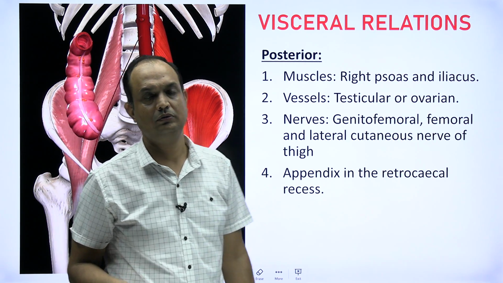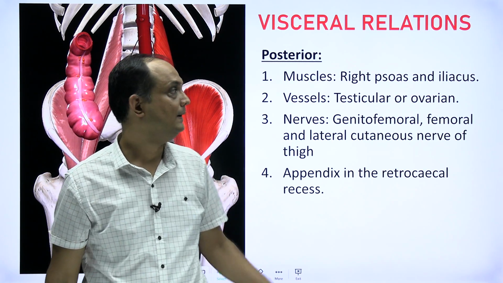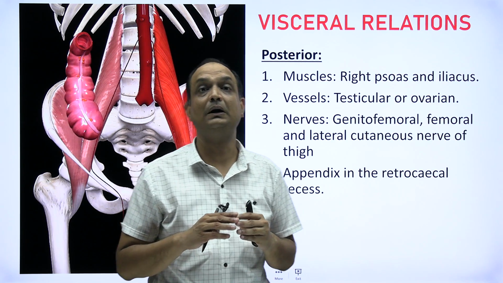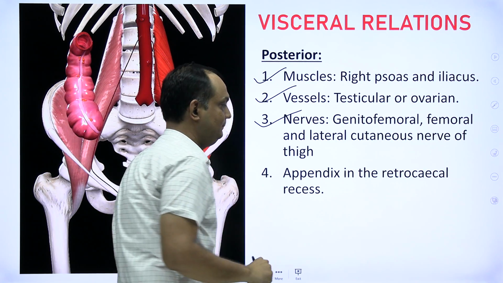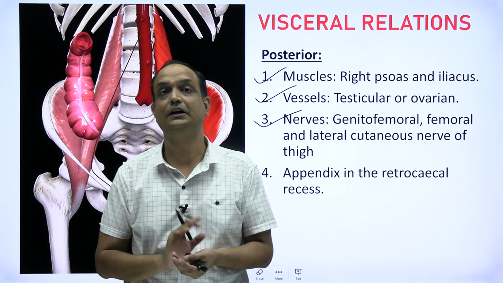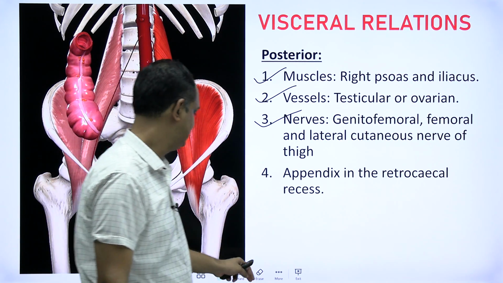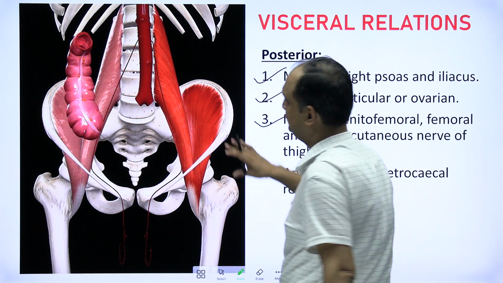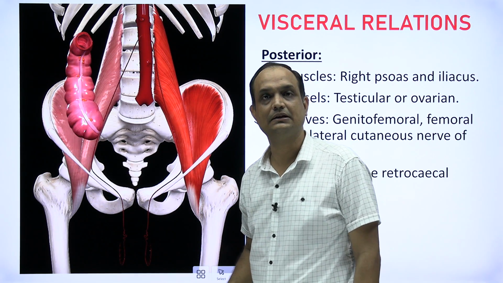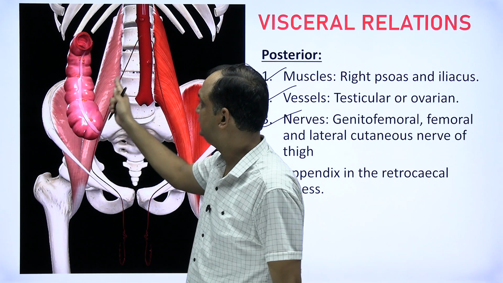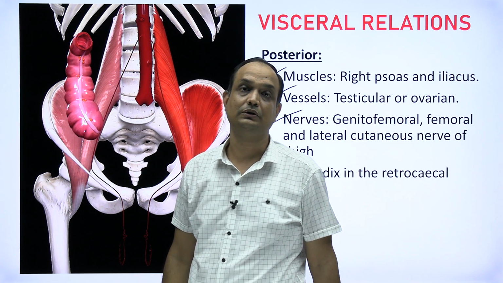These are more important, and most of the time you have questions based on the posterior relations of the cecum. So posterior relations of the cecum are multiple. There are muscles, you will have arteries, you will have nerves, and obviously the appendix, which I told you is present in the retrocecal recess. So what are the muscles that lie behind the cecum? Now, when you see the cecum here, posteriorly in this right iliac fossa you are having the muscle iliacus, and you know that iliacus always runs with the psoas major; both of them form the iliopsoas tendon which attaches on the lesser trochanter.